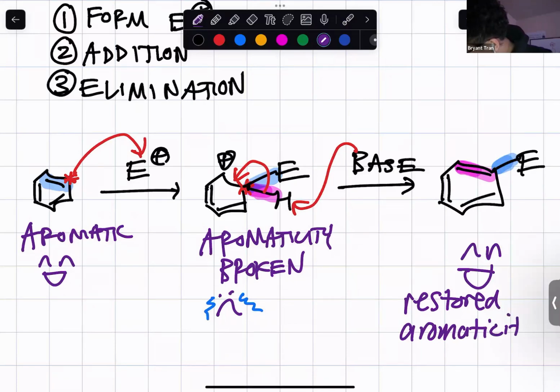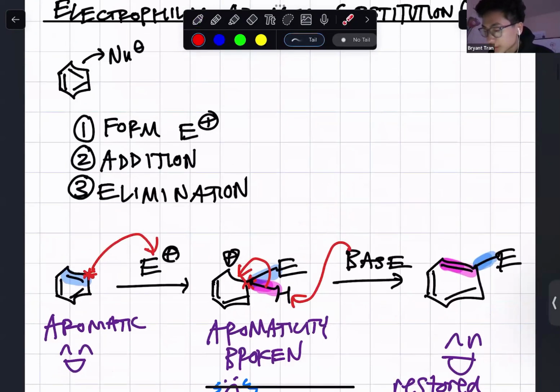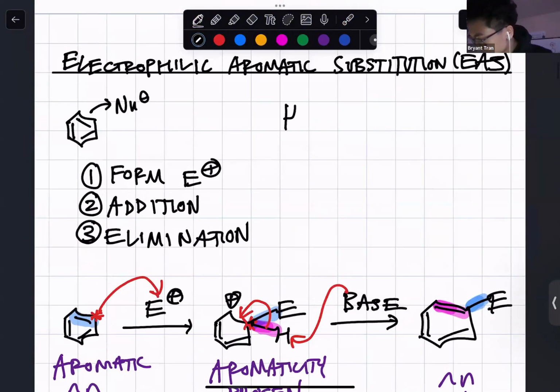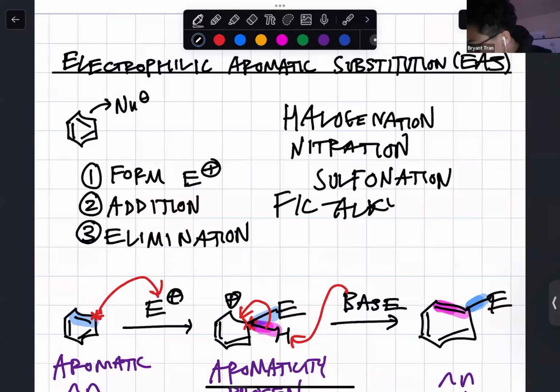Okay, so that's going to be the general mechanism for all of the EAS reactions that you need to know, which is halogenation, nitration, sulfonation, and the Friedel-Crafts reactions. Know those two for this upcoming quiz: Friedel-Crafts alkylation and Friedel-Crafts acylation.